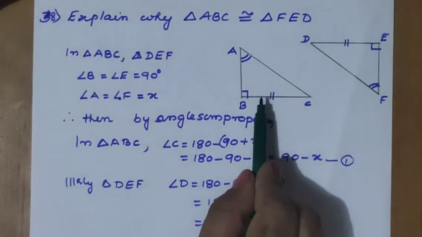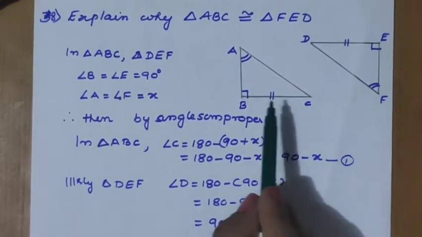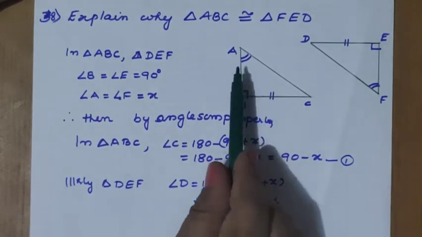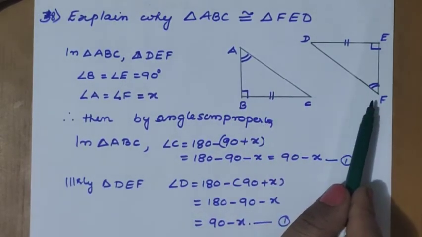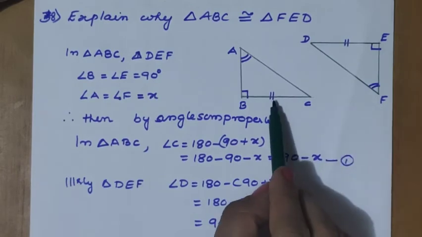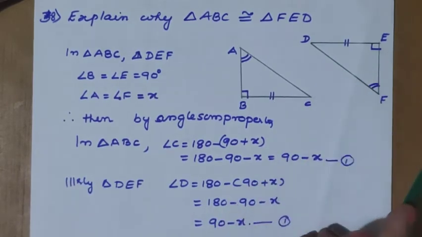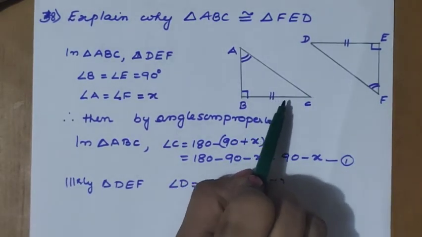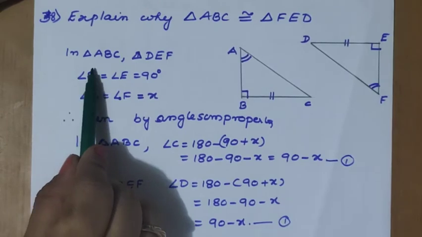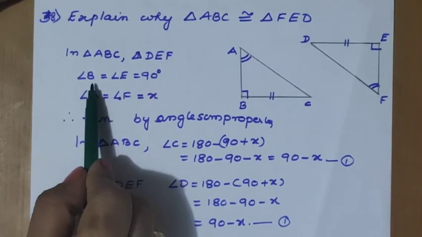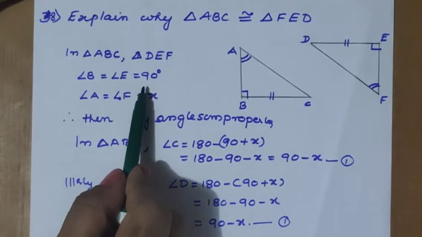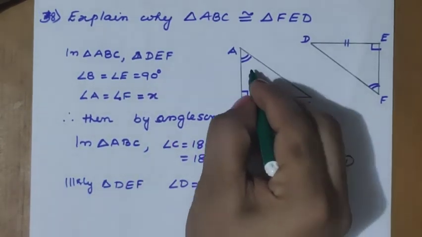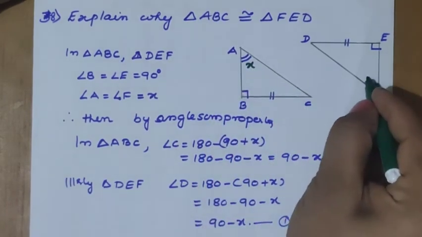In triangle ABC and triangle DEF, what is given in the question? Angle B and angle E are 90 degrees, and angle A and angle F are equal. In addition, BC and DE are marked as equal. So we have two angles and one side. In triangle ABC and DEF, we are given that angle B equals angle E equals 90, and angle A and angle F are equal, so we take the value as X.